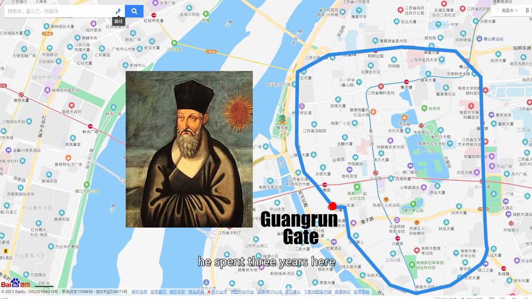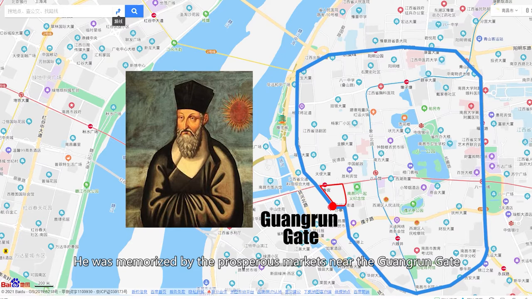In his letter to his friends back in Italy, he said Nanchang was as much as 7 times the size of Florence. He was mesmerized by the prosperous markets near the Guangren Gate, and he lived next to one of the markets.